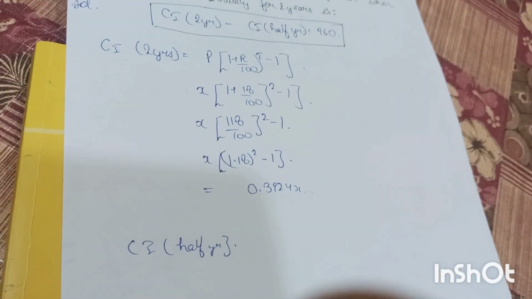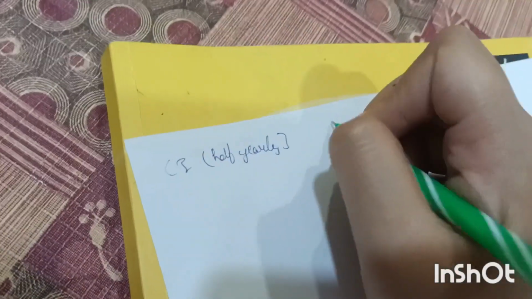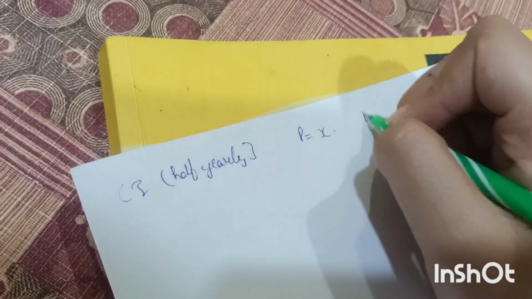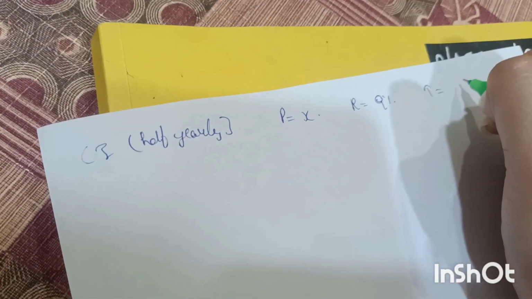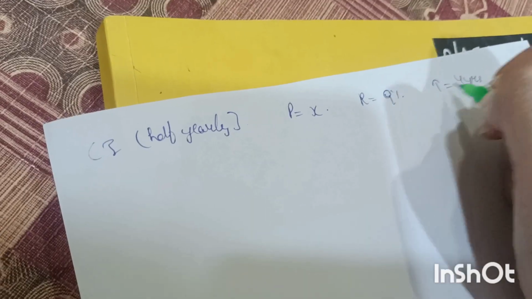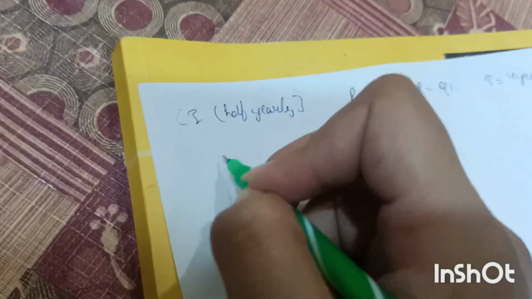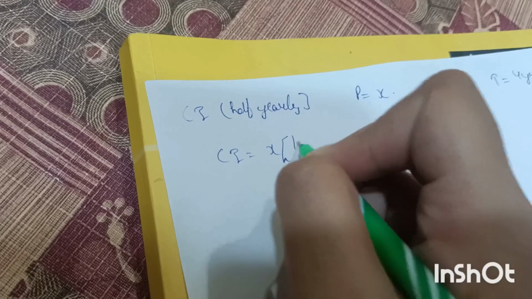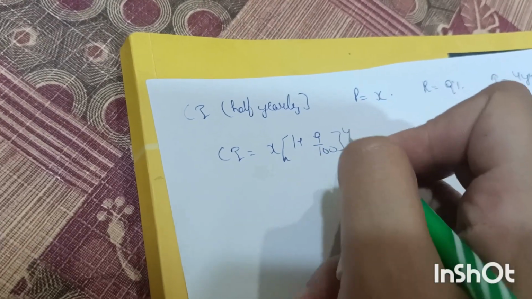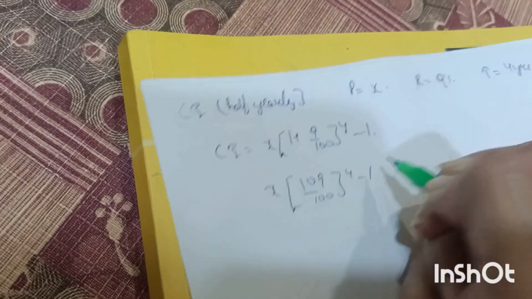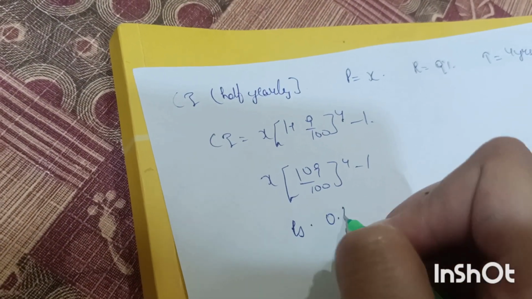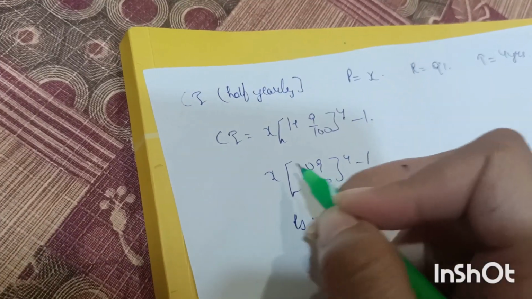Now CI for half year. So now let's see in this question. Now let's find CI for half yearly. You can see that the principal will remain the same as x, and R will become half of 18%, so it will become 9%, and time will become double. So it will become 4 periods because you have been given 2 years. Now let's solve it. You will get x into (1 plus 9 upon 100) to the power 4 minus 1. After solving it out, you will get the value in rupees.